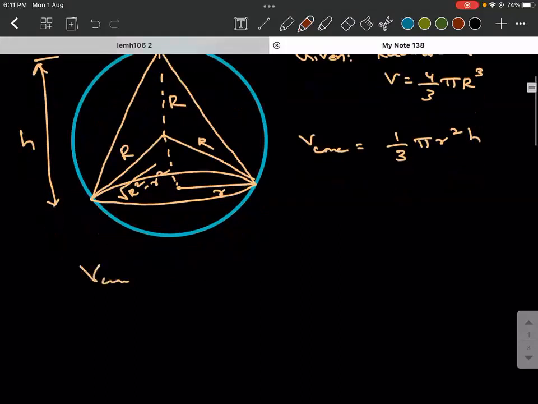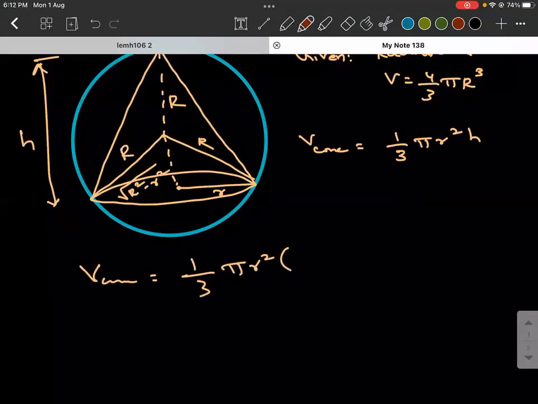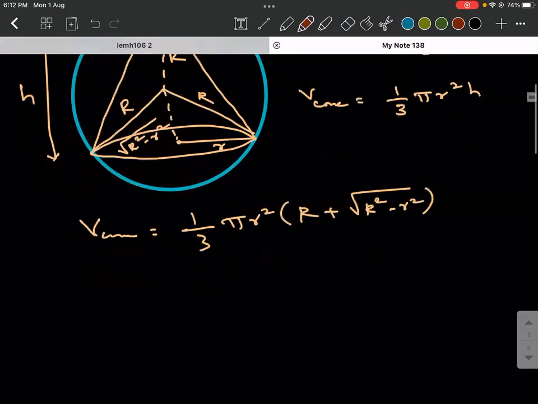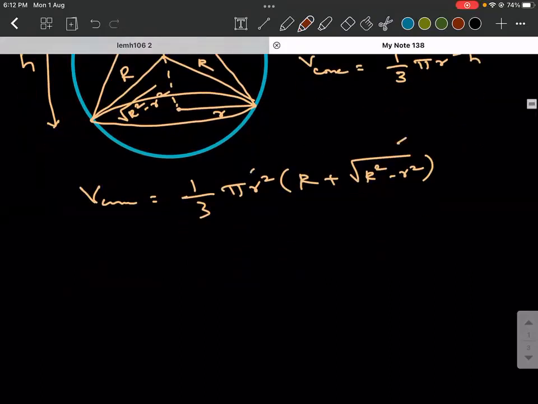So can I write the volume of the cone equal to 1 by 3 pi r square into, in the place of h, can I write it as R plus root of R square minus r square? Now the volume of the cone became a function of one variable, small r. So differentiate it and equate it to 0. Tell me what is the relation between small r and capital R. 2-3 minutes time, do it fast.